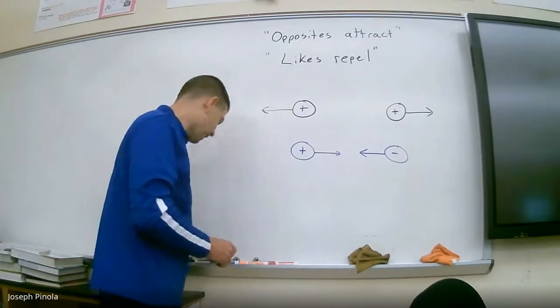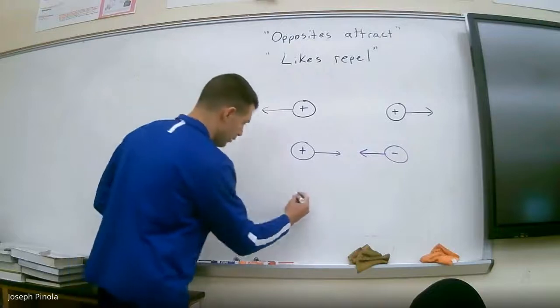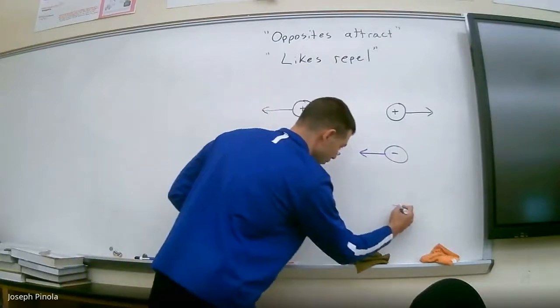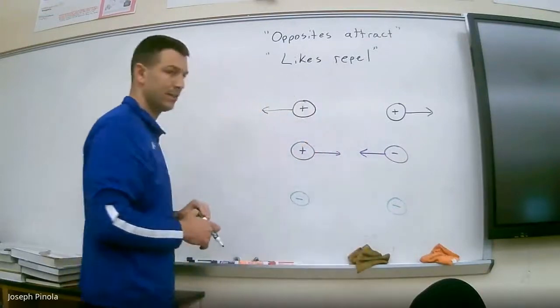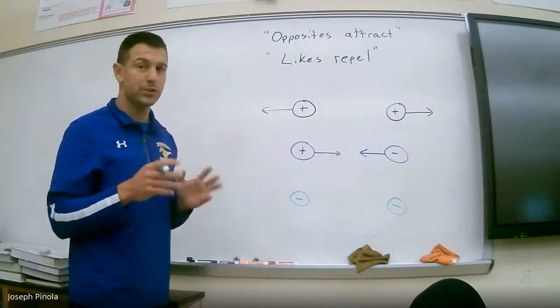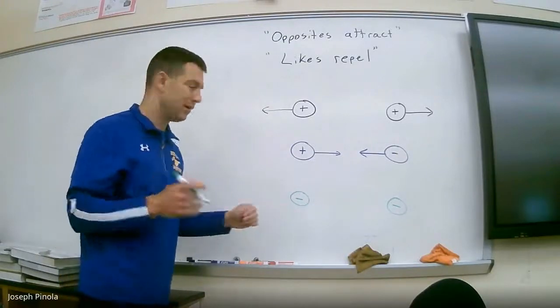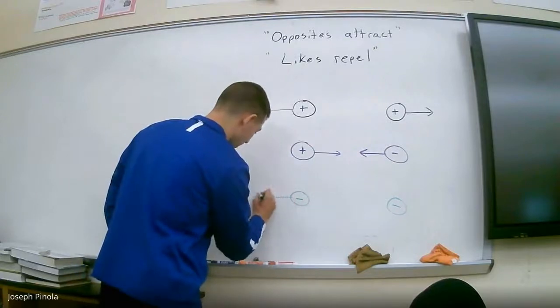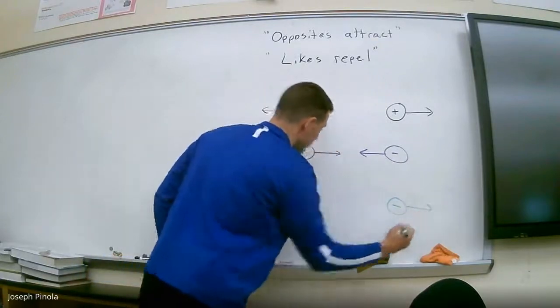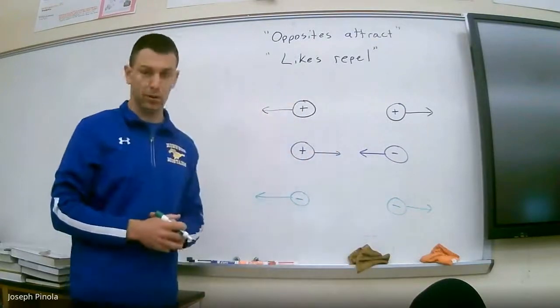The last possible combination we could have is if we had two negative charges, such as two electrons. If we think back to our rules, these charges are alike, and they will repel as well, just as the two protons in my earlier example did.